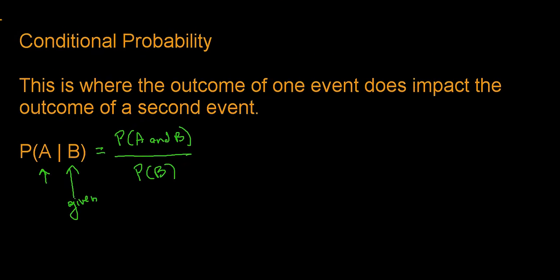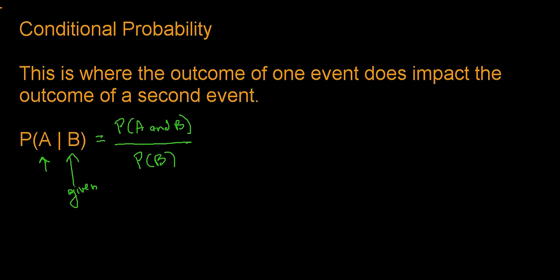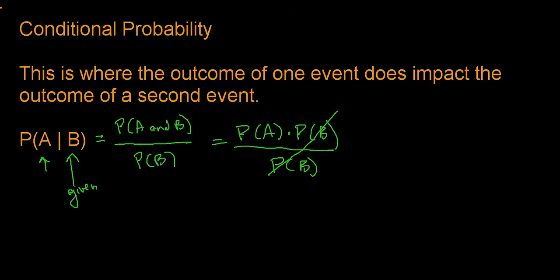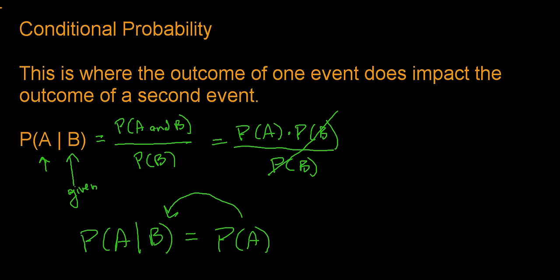Let me briefly go over this one more time. Let's think about this real quick. If you're independent, what do we know about A and B? We know that the probability of A times the probability of B is A and B, only if you're independent. Well, if that's true in this formula, the probabilities of B are going to cancel, and we get the probability of A given B equals the probability of A, thus verifying that only if you're independent is the probability of A equal to the probability of A given B.